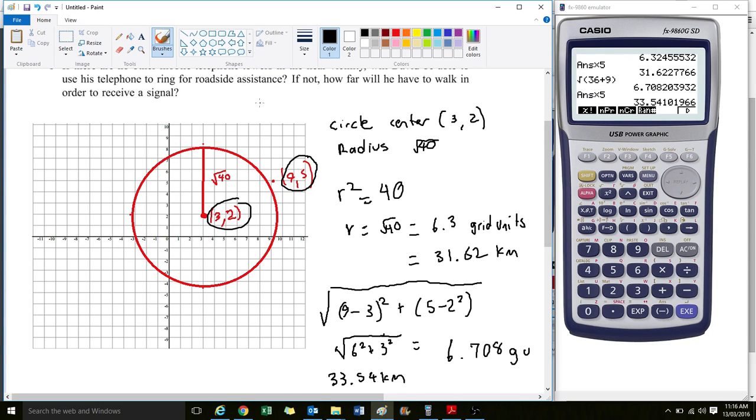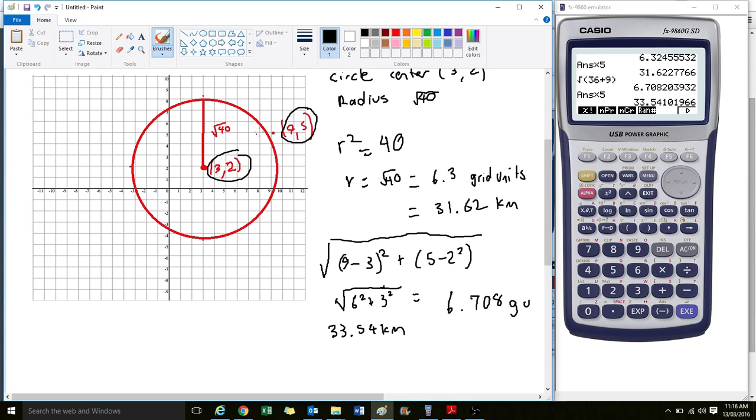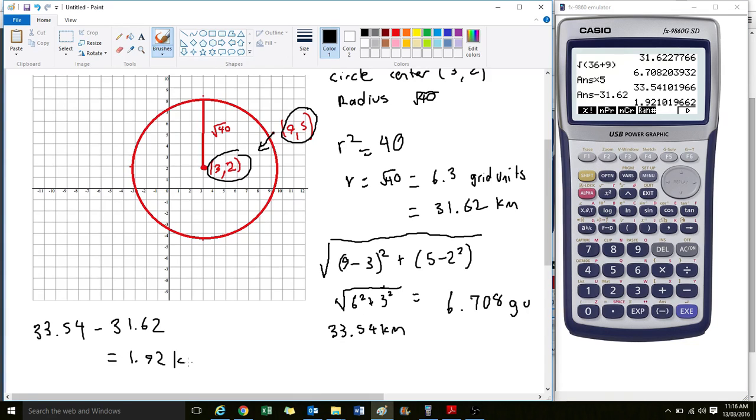So how far does he need to walk to receive signal? Well, as long as he's walking in a direct route from his location towards the phone tower, he only needs to walk 33.54 kilometers take away 31.62. He only needs to walk 1.92 kilometers, which is a fair way if you're stuck out on the road.